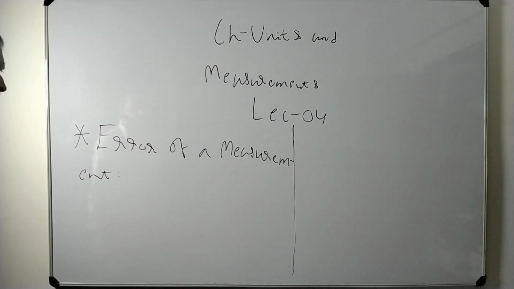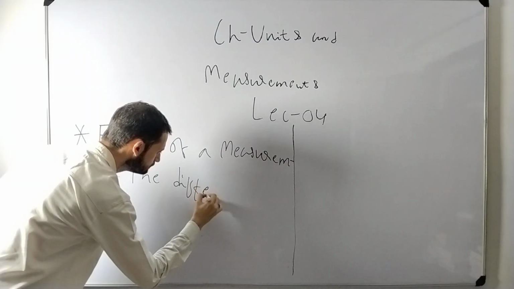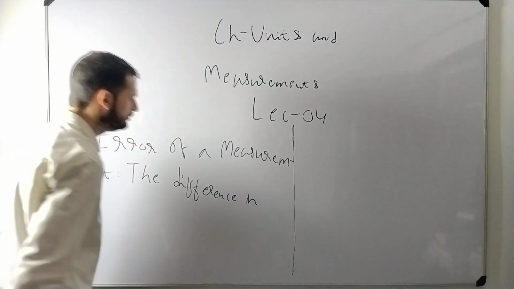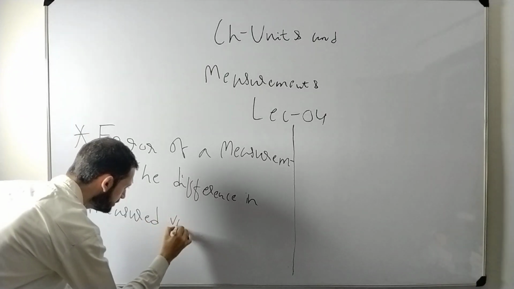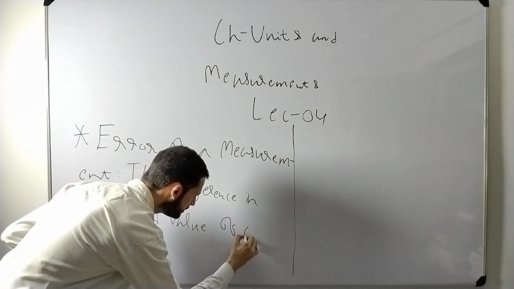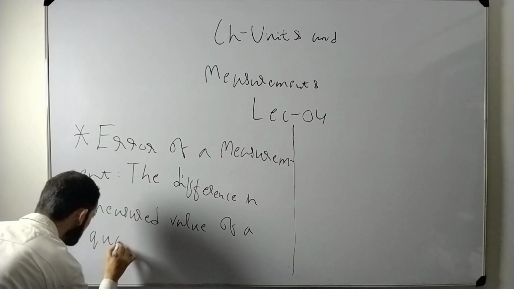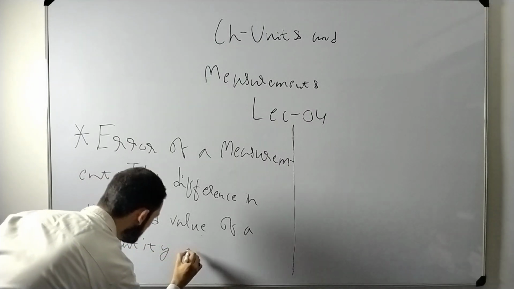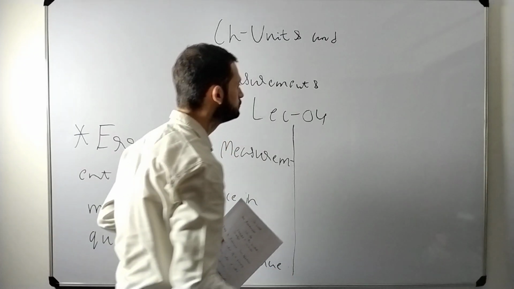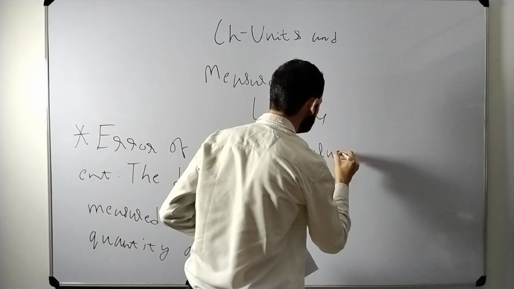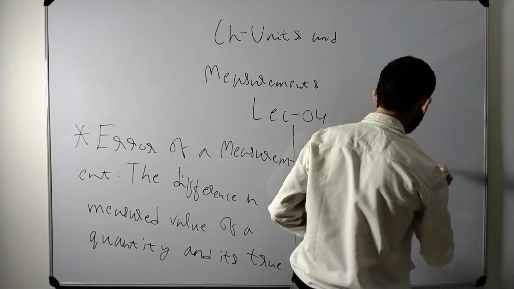So how would you define error of a measurement? The difference in measured value of a quantity and its true value is called error of a measurement.